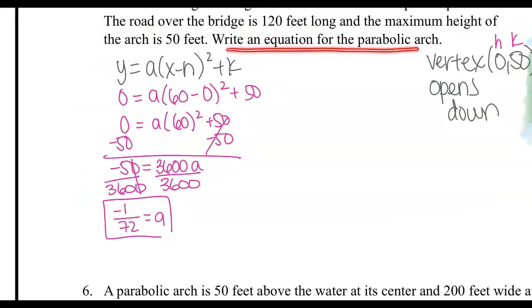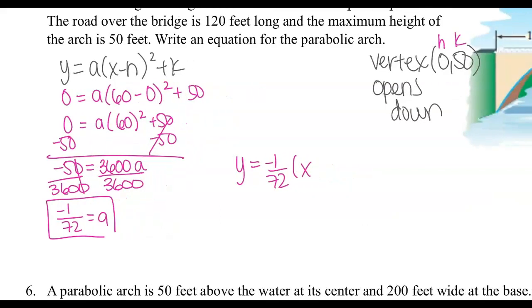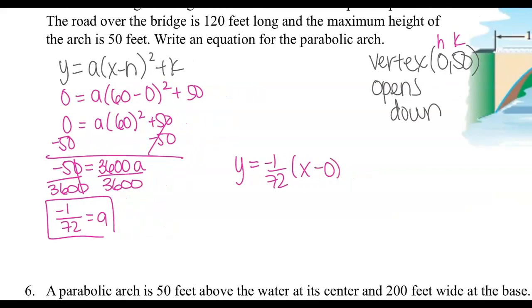It says write an equation for the parabolic arch. So for this question here, I'm just going to rewrite it as y equals a, negative 1 over 72, x minus, what was the h again? Well, the h we already said over here was 0, so x minus 0 squared plus k, which is 50. All I would need to do from here is just simplify it. So negative 1 over 72, x squared, plus 50, not minus. This should be your equation.